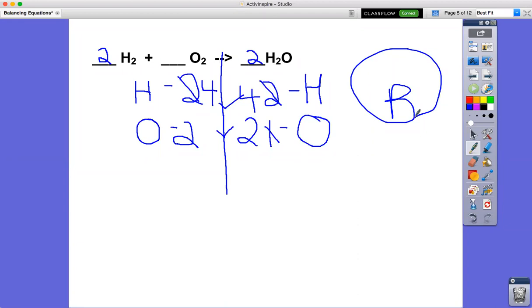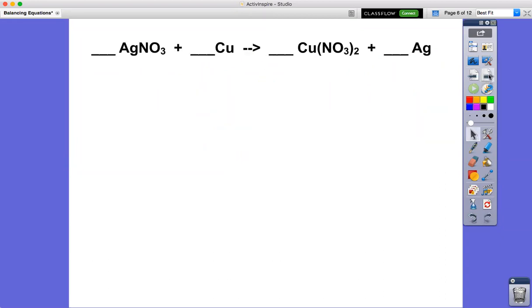Okay, does anybody have any questions? All right, stop me if you need to, okay? All right, let's do another one. Wow, ooh, this one looks difficult, doesn't it? It's not. Okay, so first thing you do is separate the reactants from the products. Then we're going to write down our elements. So we have Ag, then we have N, we have O, and Cu.